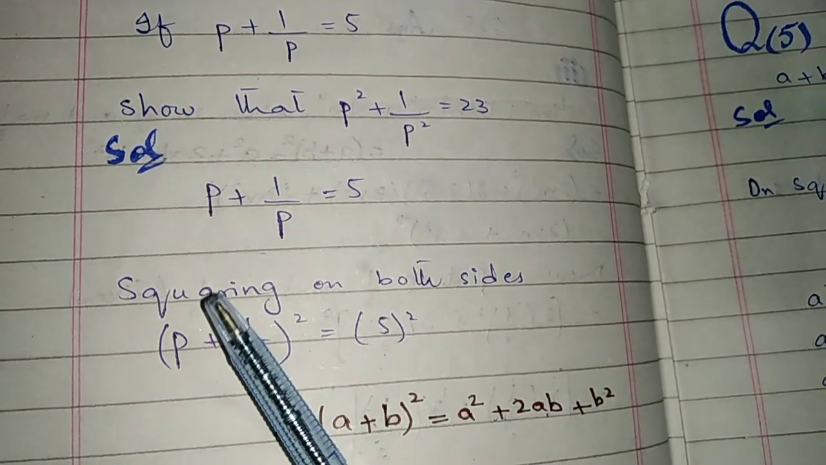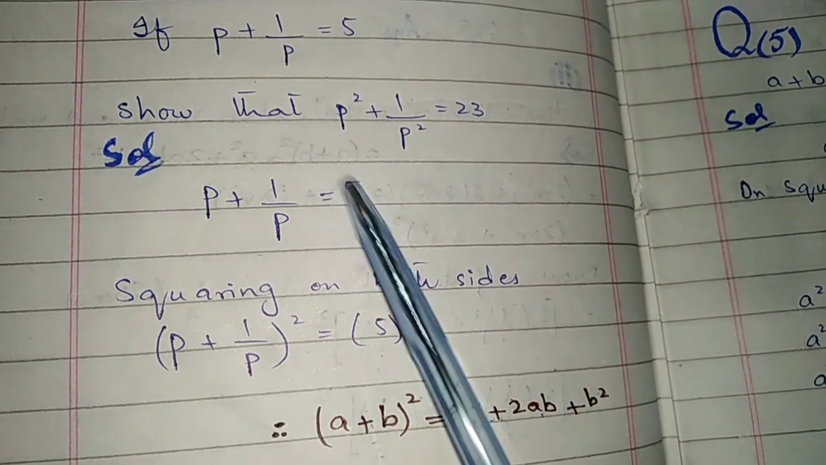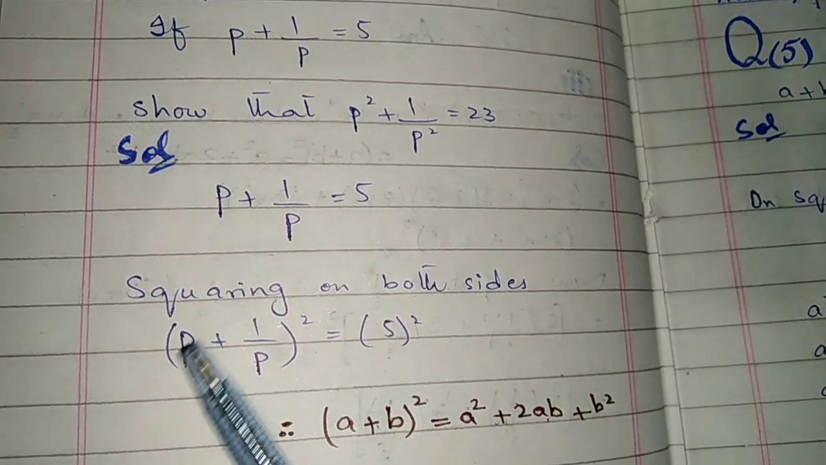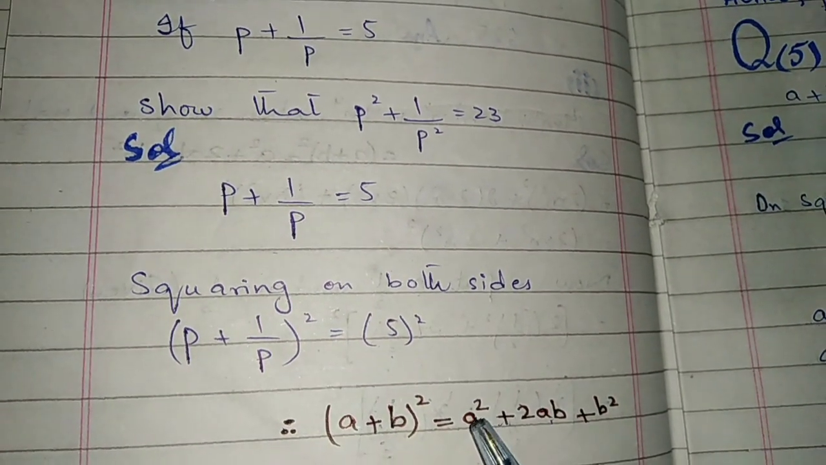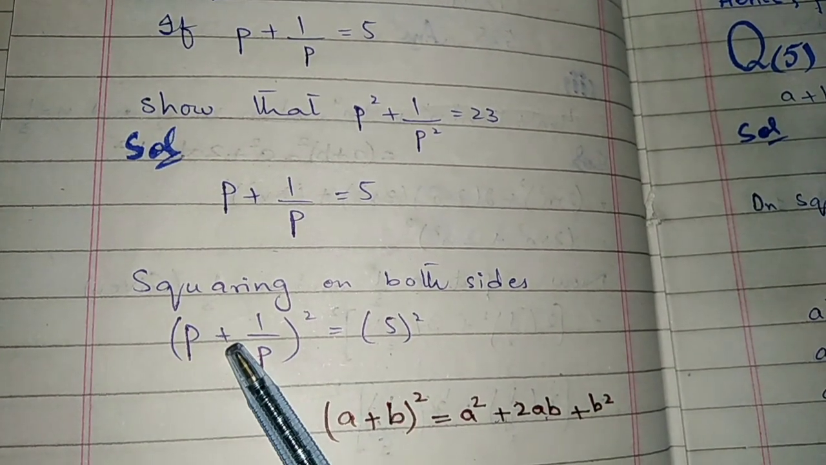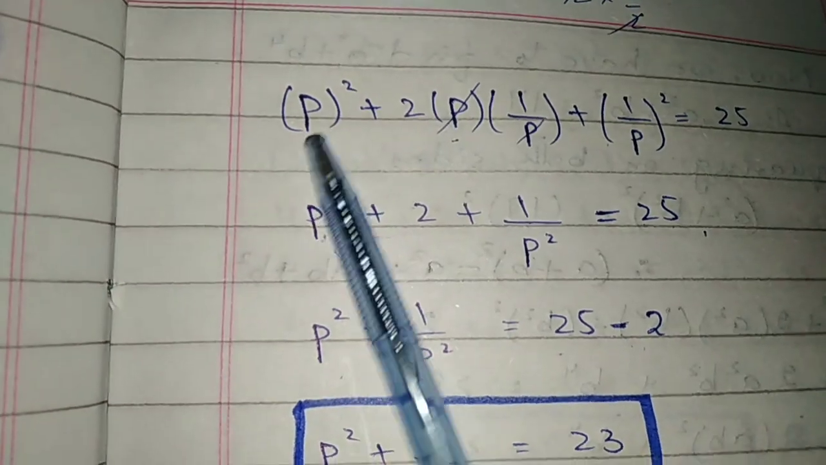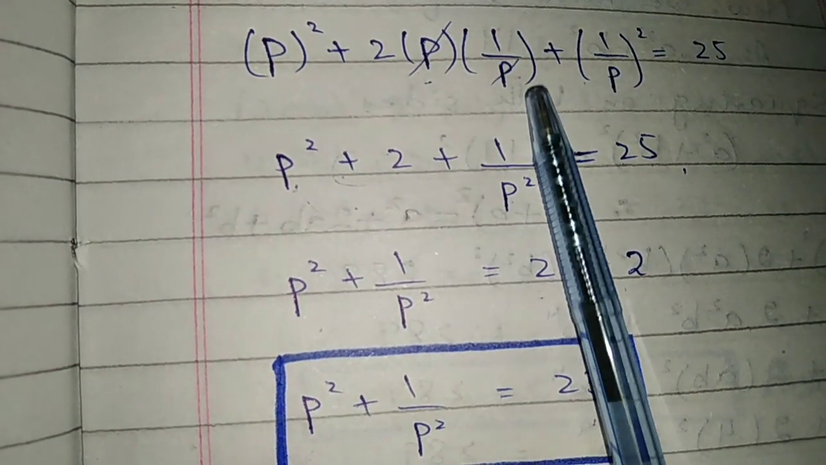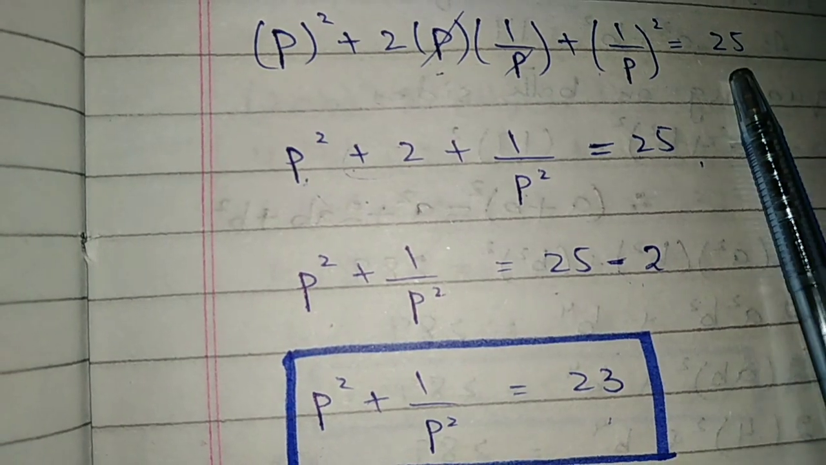Now squaring on both sides, we get p plus 1 over p whole square equals 5 whole square. Now we have to apply the formula a plus b whole square, that is equal to a square plus 2ab plus b square. So p square plus 2 into p into 1 over p plus 1 over p whole square equals 5 square, 25.